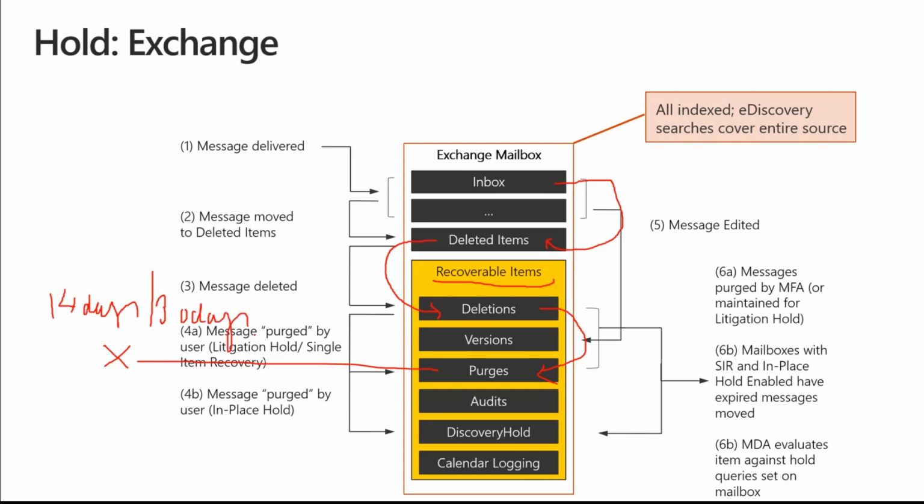Then after 30 days, again, it's deleted forever. So the difference is if we're using retention policies or retention labels that have an associated policy, or we're using things like litigation hold in Exchange, or legal hold or hold in e-discovery, then what happens with those items, instead of going into the purges folder here, is they get moved into this discovery hold folder.